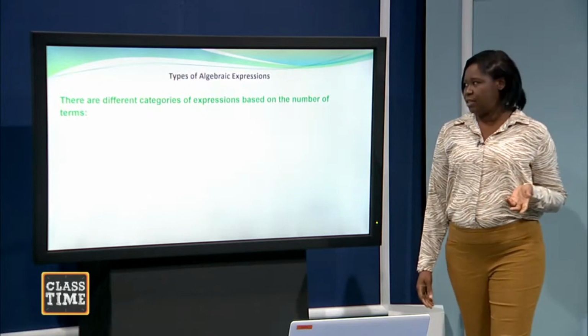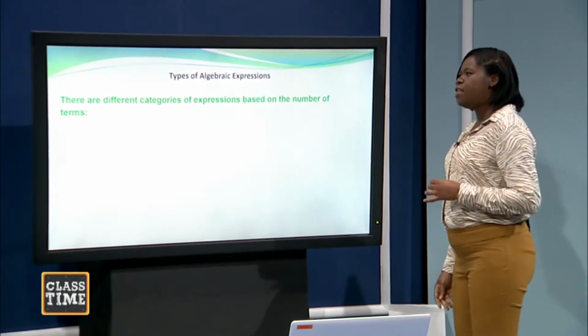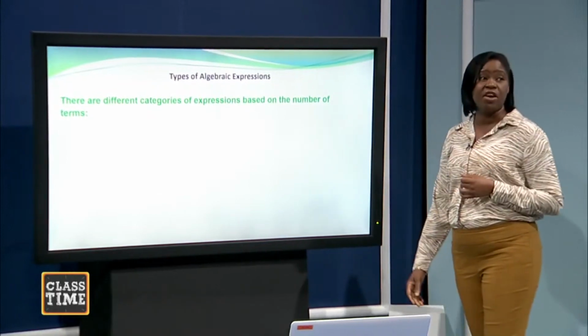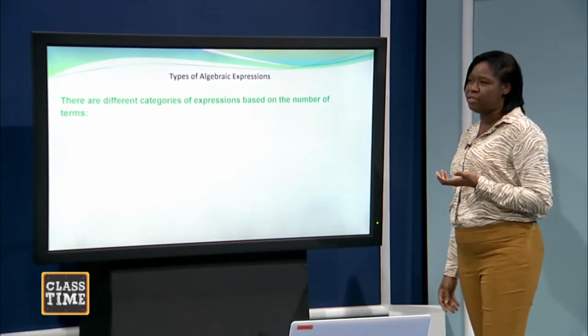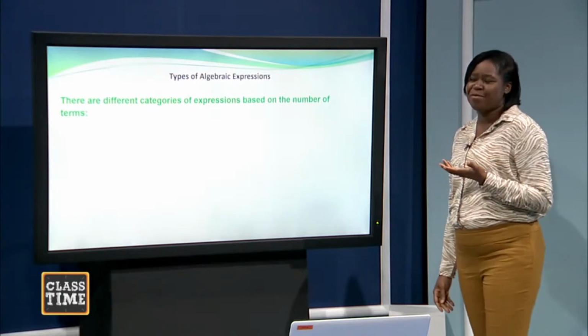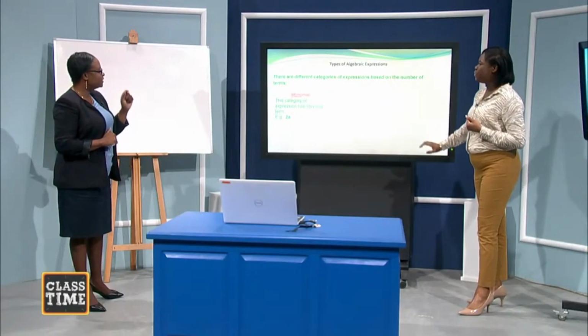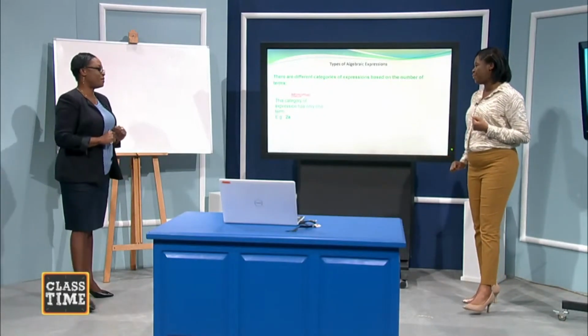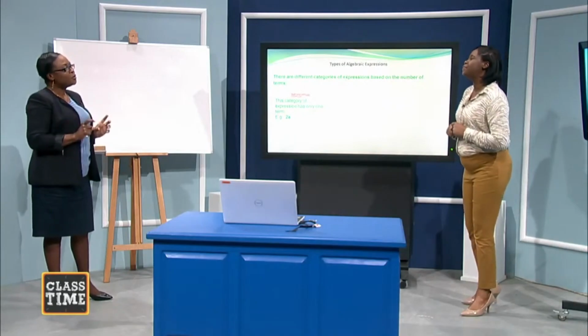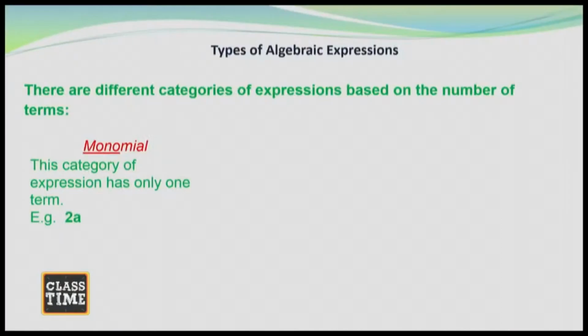Now, as there are different types of algebraic expressions, there are also different categories of expressions based on the number of terms. Do you remember any? There's one that I have a challenge with, called a monomial. Yes, very good. Binomials and polynomials. Those I remember. So what do you remember about monomials? I'm thinking of the prefix mono, meaning one. So this is the category that has expressions with only one term. Good. And our example is 2a.